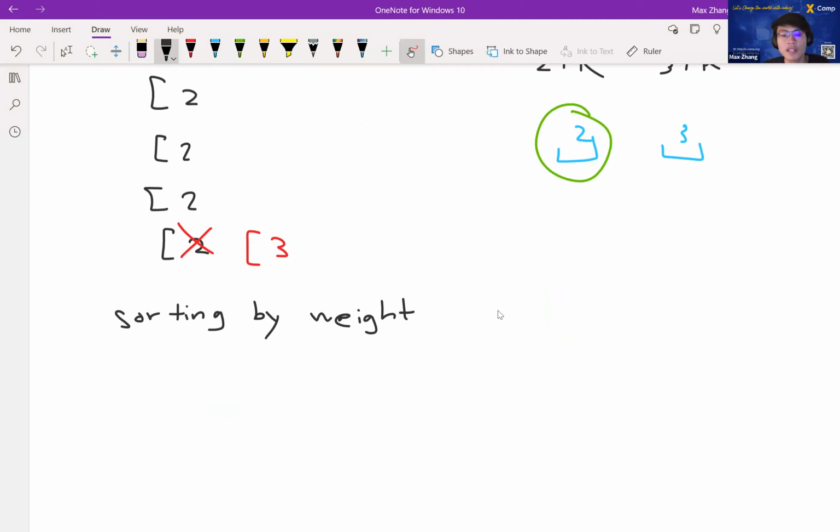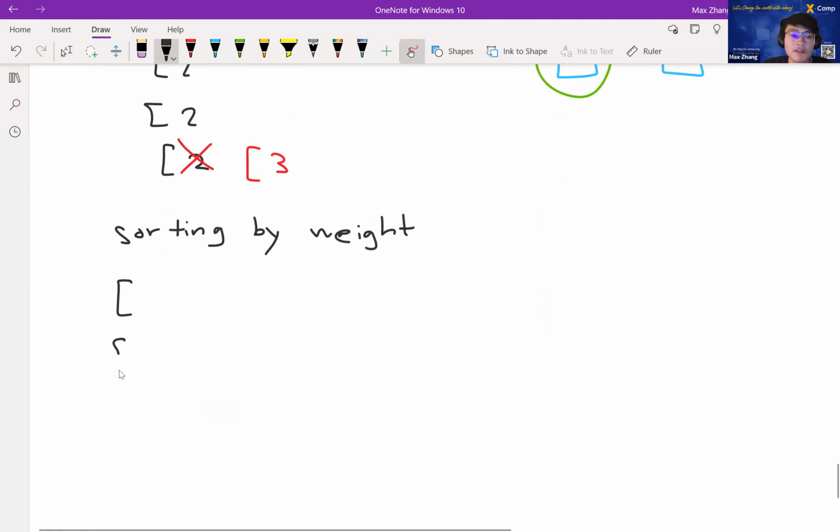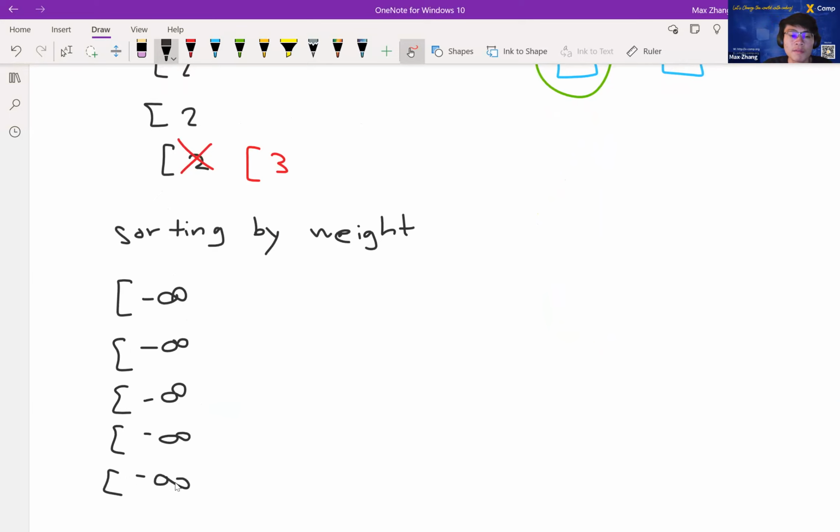We're going to have a bunch of towers. Let's say they initially all have negative infinity at the top. So the idea is that these towers are going to be built from bottom to top, and the weights are going to keep getting larger. Initially they all have negative infinity because you can place anything on top of them. There is no restriction.